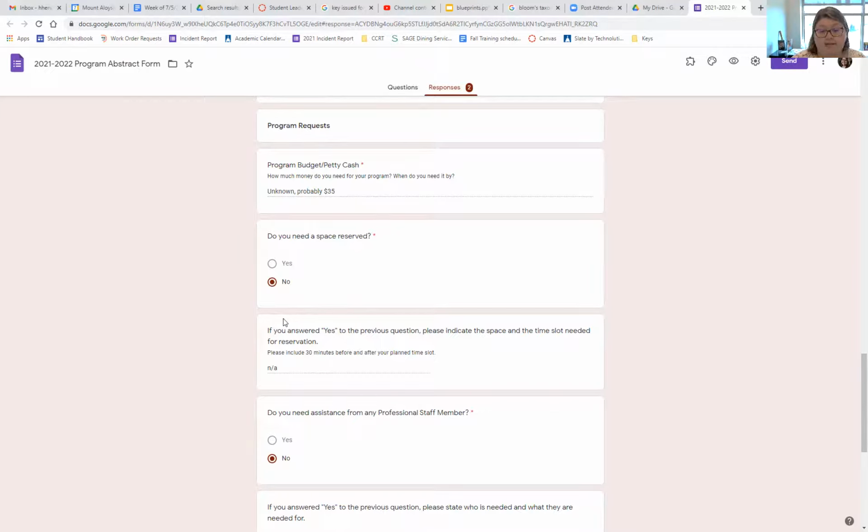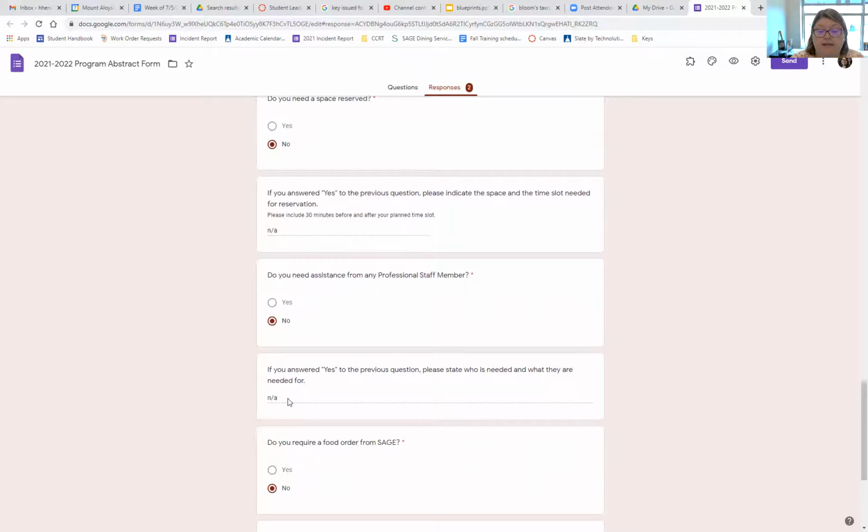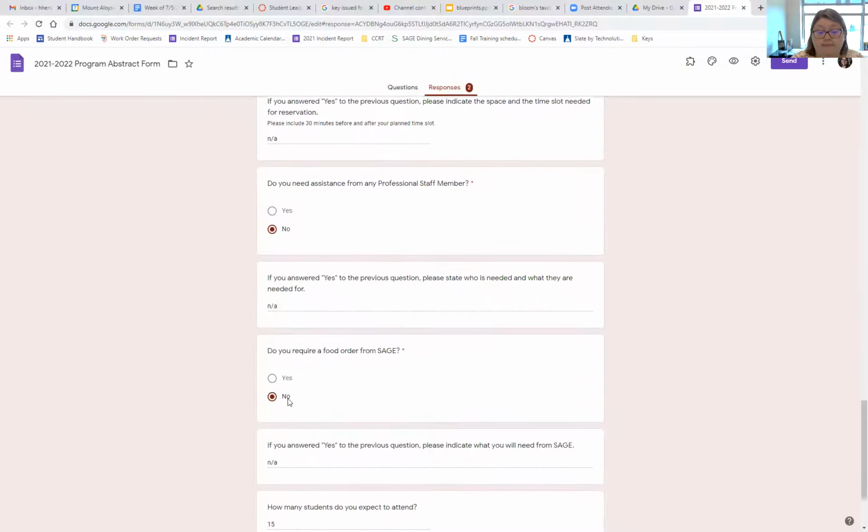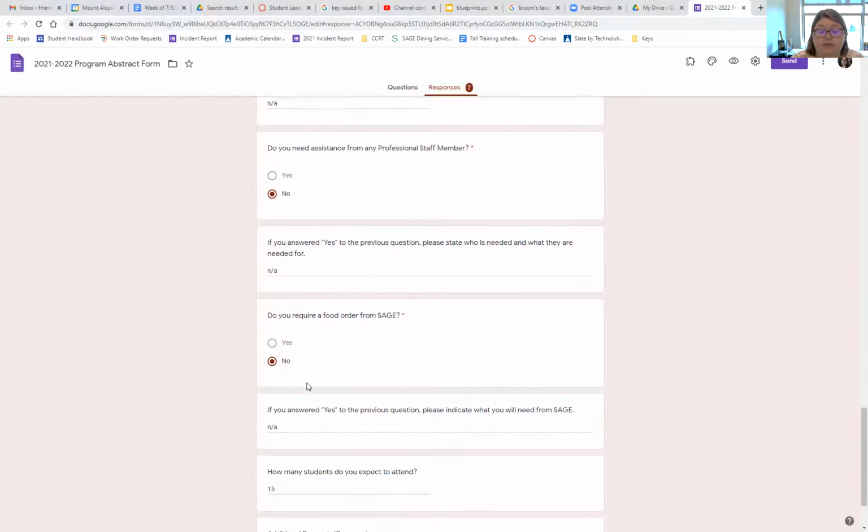I said that I do not need a space reserved, and it was not applicable to me because I didn't want to reserve a space. But if I did want to reserve a space, I would want to include the details on that space and the time that I did need it. I said that no assistance was needed from professional staff members. And again, that was not applicable to me. I did not want to order any food from Sage.